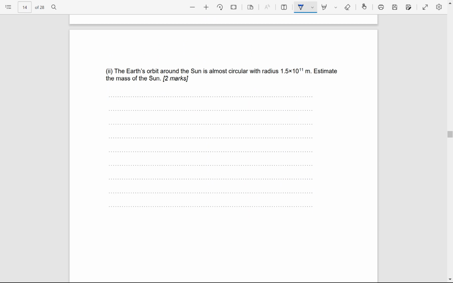There you go. You have to work hard for those 2 marks. Estimate the mass of the sun if the Earth's orbit, so the distance of the Earth around the sun, is 1.5 times 10 to the 11 meters. So again, it was a show that. We're going to need to use it later on. So a show that question, chances are you're going to need to use the answer in a later question.